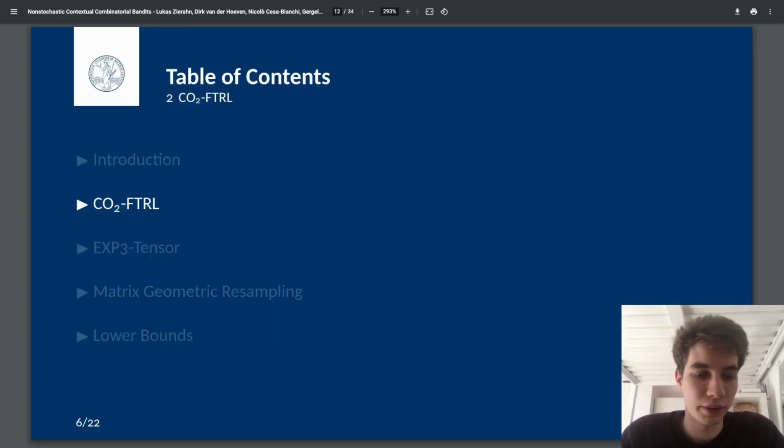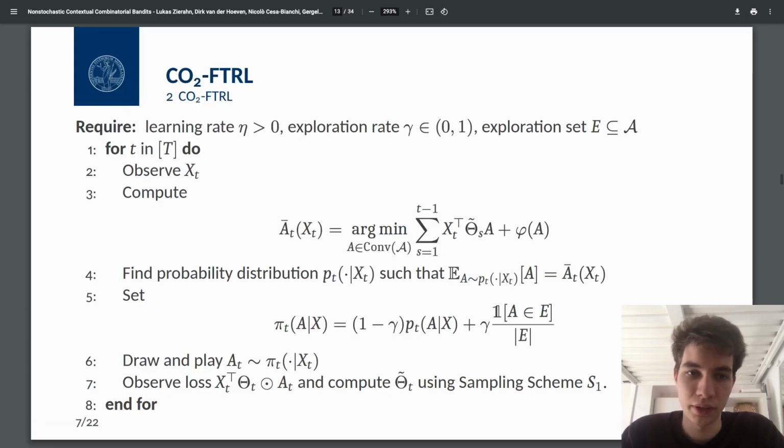All right, we're now going to come to our first algorithm called CO2 FTRL. This is going to be for the semi-bandit case. So this is going to be the algorithm, and FTRL stands for follow the regularized leader, which is a well-known class of algorithm that's being applied all over online learning. And this algorithm is an instance of this learning algorithm. Specifically, we're going to observe x_t first, then we're going to compute a bar t, and a bar t is going to be the point in the convex hull of our action set that we would love to play if we could, given by follow the regularized leader.